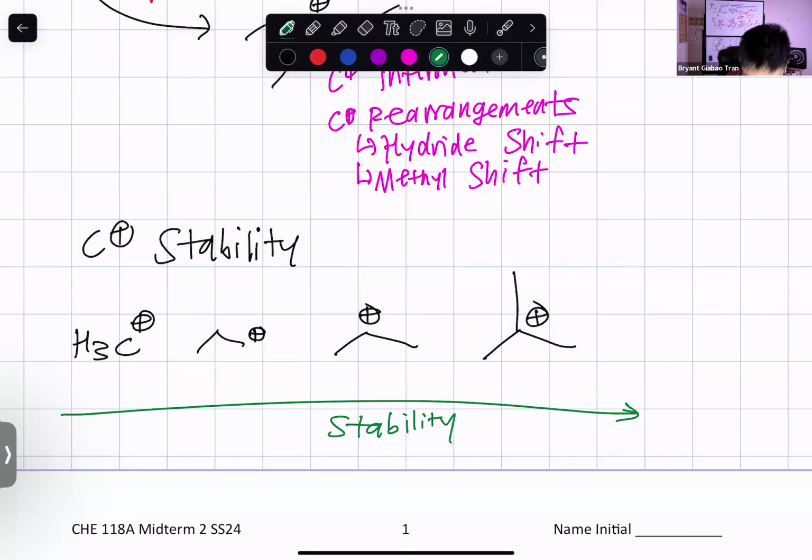And there is a term for that. There is a reason for why the more substituted the carbocation is, the more stable it's going to be. Do you guys know the reason why that is the case? Starts with an H.